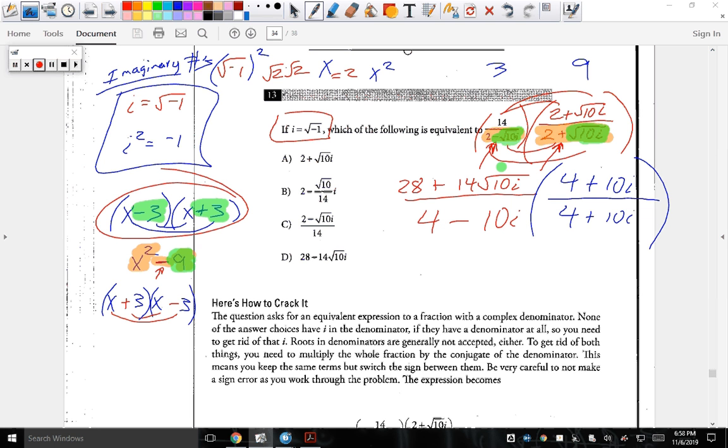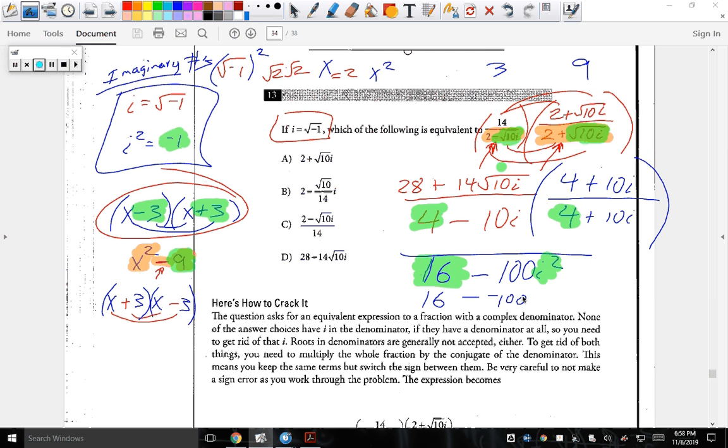So here we go. This bottom piece will become 16 because that's the 4's combined together. The 10i and 10i will become 100i squared. The negative and positive become a negative. And remember how I told you over here that i squared is the same as negative 1. So this is the same as if you were putting 16 minus a negative 100. So it's a positive 116 on the bottom.